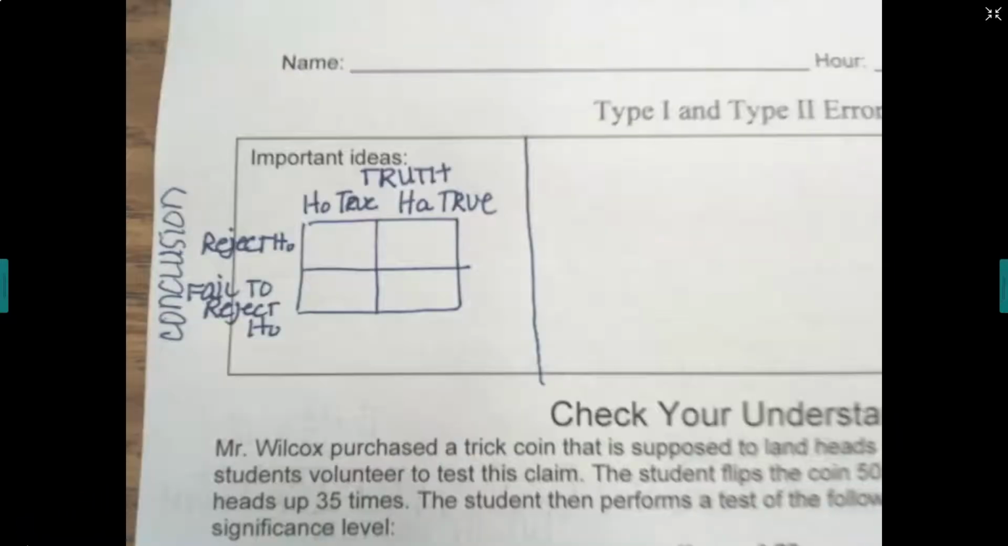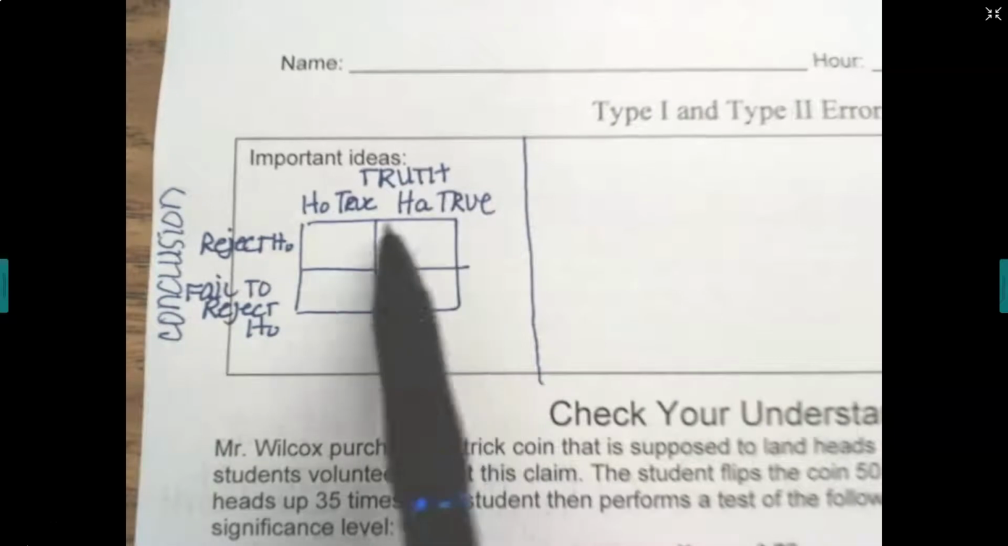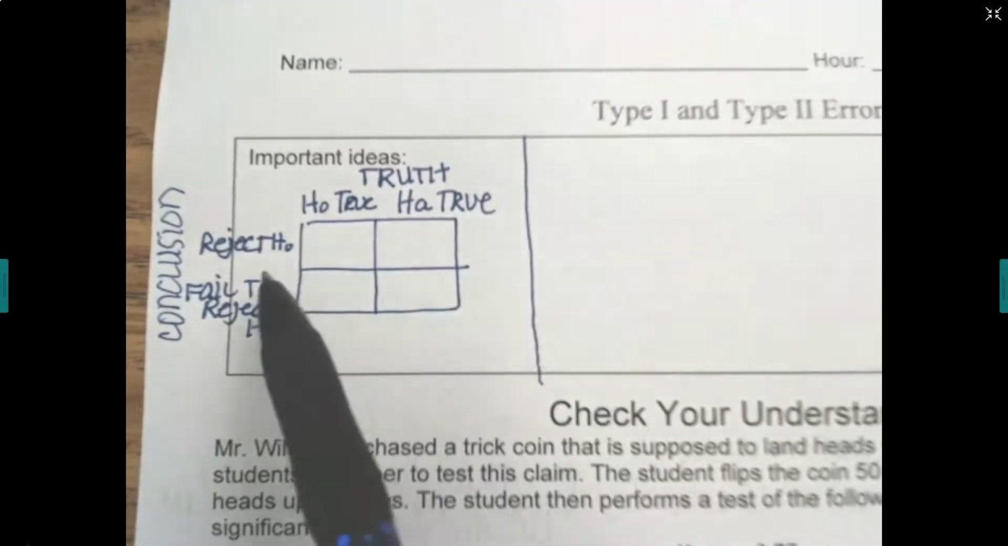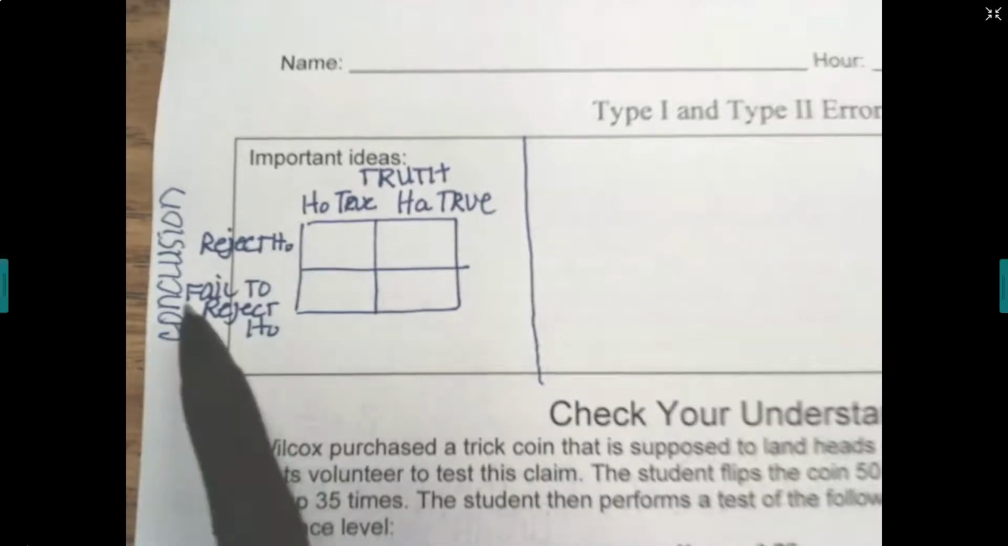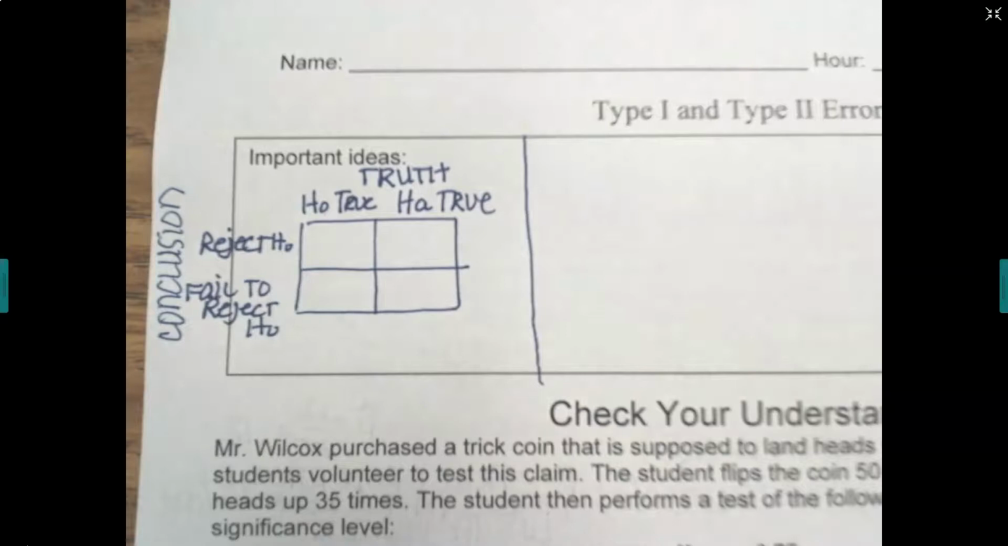All right, take a second to pause the video and copy this box down. We're going to make just kind of an idea to help you memorize the types of errors. All right, now that you've got this written down, here we've got our truth statements, whether the null is true or the alternative is true. And then these are really our decisions that we always make. Do we decide to reject the null or fail to reject the null?